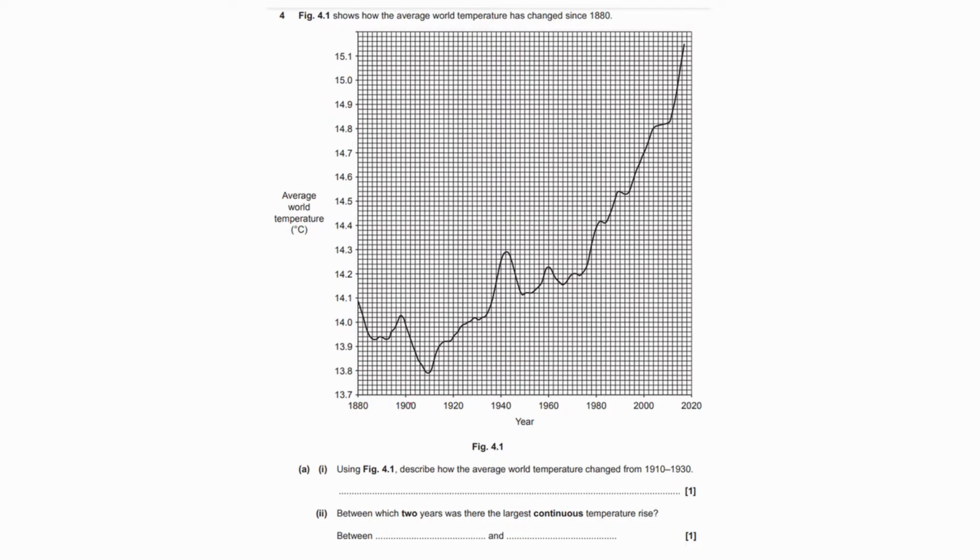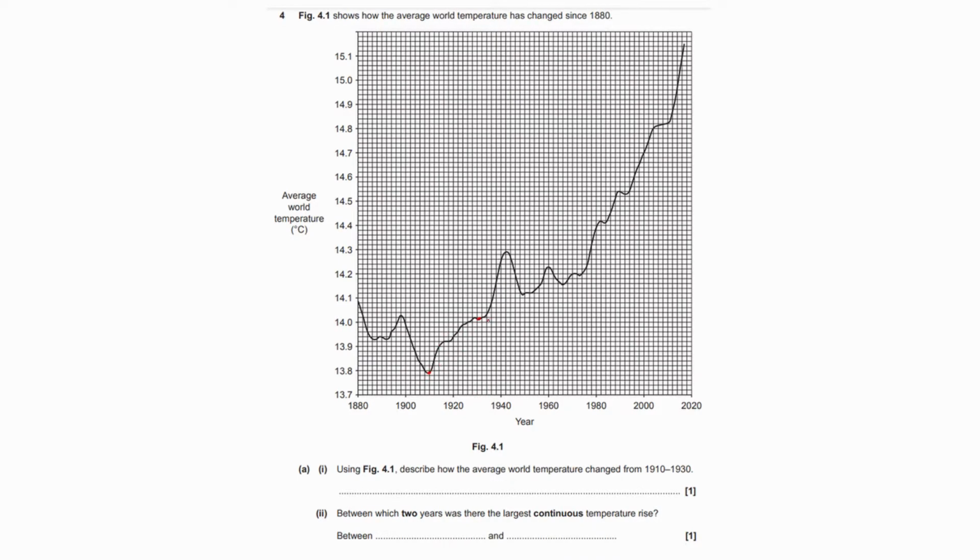So from 1880 to 1900, that's 10 squares, and the difference is 20 years. So that means each square is 2 years. Okay, so 5 squares is 10 years. So therefore 1910 is halfway between 1900 and 1920, which is this point here, and then 1930 is halfway between 1920 and 1940. So what happens to the temperature here?